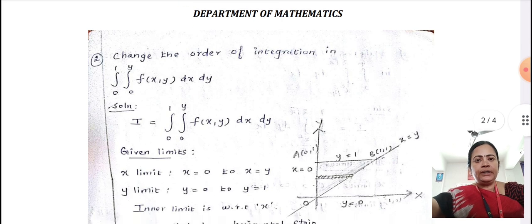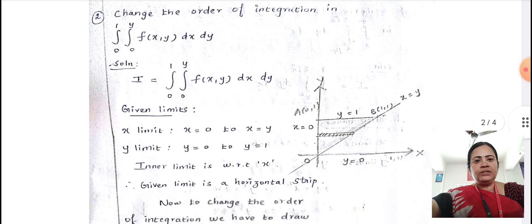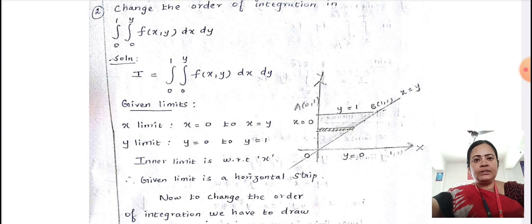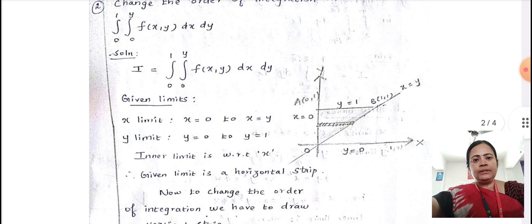Change the order of integration in integral 0 to 1, integral 0 to y, f of x comma y into dx dy. So the inner integral is integral 0 to y, so the limit is also given in the correct form as dx dy. Now if you want to change the order of integration, you have to rearrange this in the form of integral 0 to 1 and integral 0 to y, f of x comma y into dy dx. So first let us write the given limit. The inner limit is the x limit, so x varies from 0 to x equal to y. And the y limit is y equal to 0 to y equal to 1.